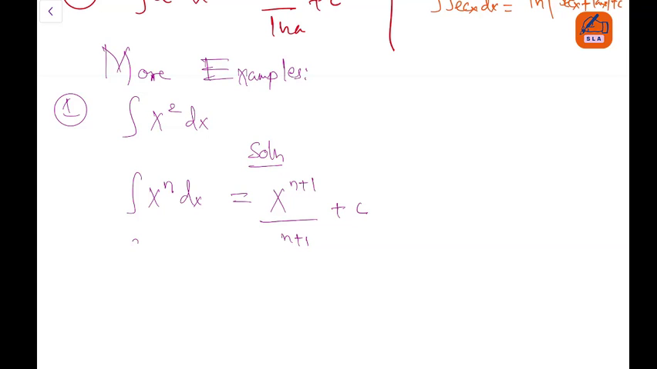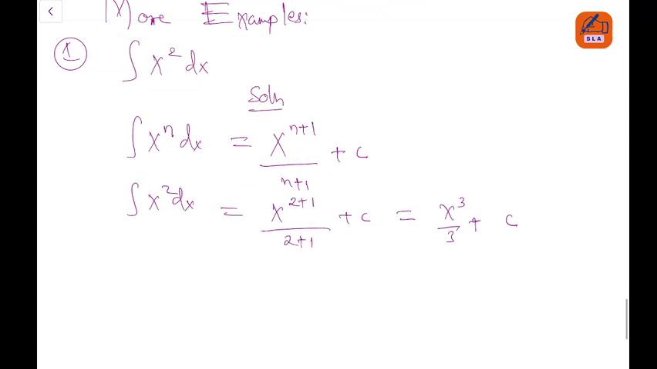So here we do nothing, just the same, x squared dx. So what we do is we take x to the 2 plus 1 over 2 plus 1 plus c, which becomes x cubed over 3 plus c. This is the answer. And also let's look for another example.